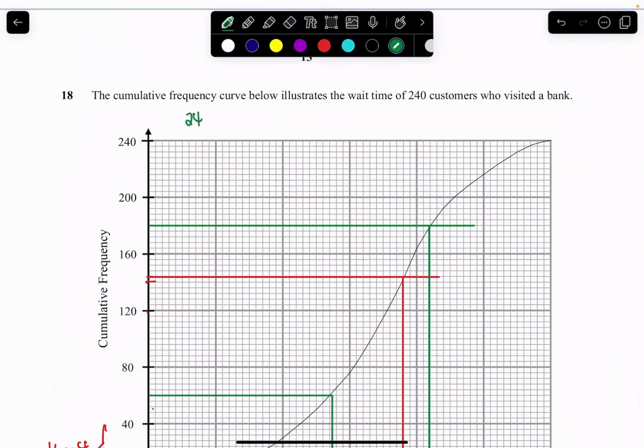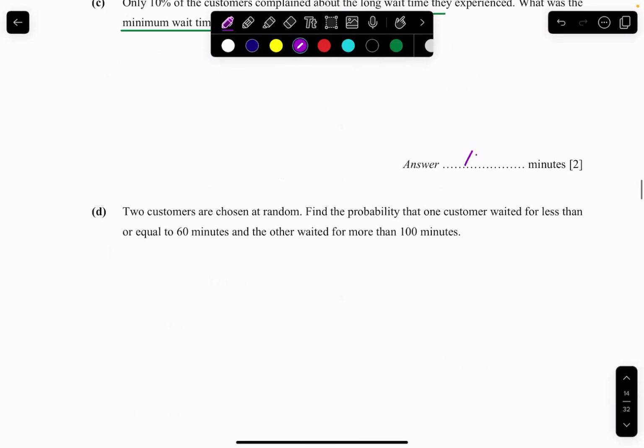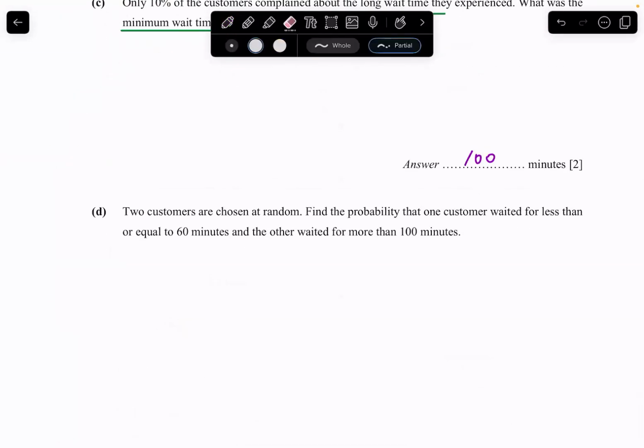So 240 minus 24 is 216. So we come back 1, 2, 3, 4, 5, 6. Right, minimum wait time is 100 minutes. Two customers are chosen at random. Find the probability that one customer waited for less than or equal to 60 minutes, the other waited for more than 100 minutes. So more than 100 minutes, we know this data already, right?